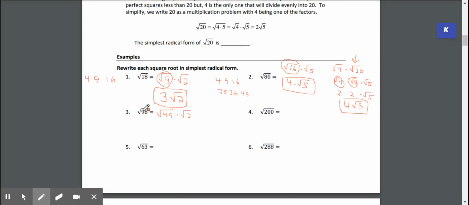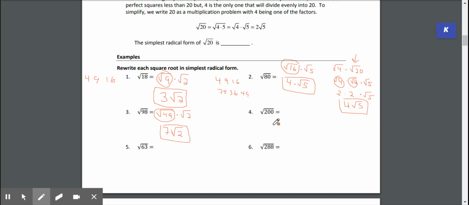Okay, so square root of 98 can be broken up into the square root of 49 times the square root of 2. Square root of 49 is something that would be rational. Square root of 49 would be 7. So that becomes the rational number 7. But 2, we can't take the square root of, so it stays underneath the radical. So 7 times the square root of 2 would be simplest radical form.